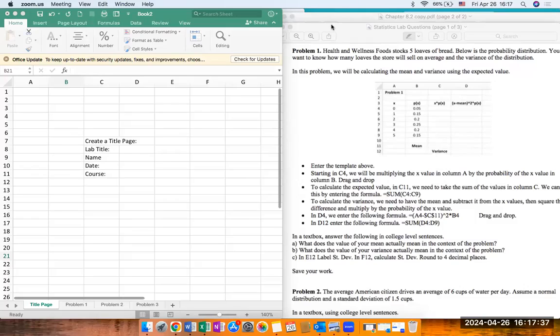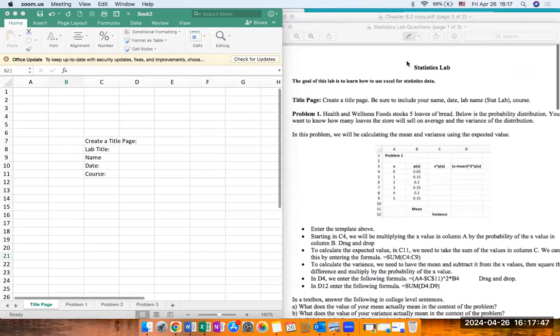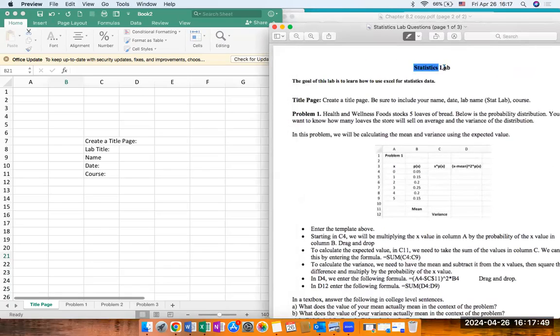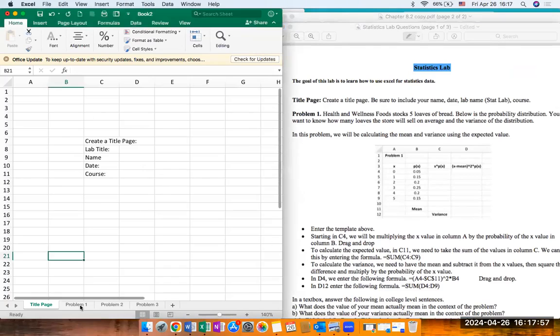Welcome to Math 105, where we are talking about the statistics lab. First thing to do is make sure you create a title page with the lab title, which is the stats lab, your name, date, and course. Make it look professional and nice and neat. With that, we are on to problem 1.